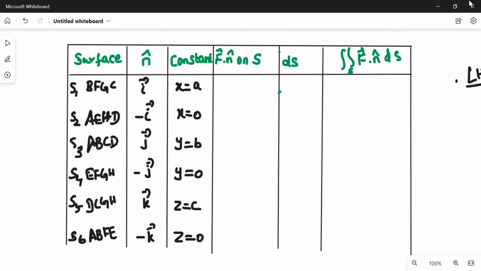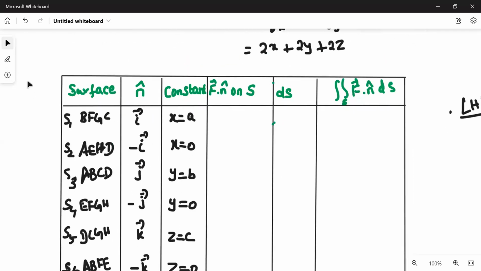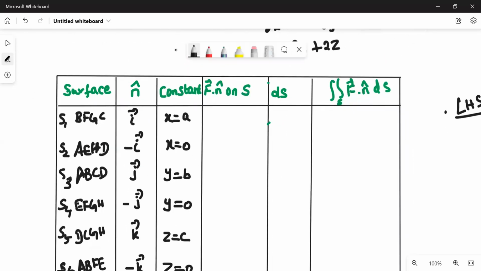Then what is F dot n cap on each surface? On all 6 surfaces we have discussed. What happens to F dot n cap? What is F given in the question? F is given in the question as x square minus yz i plus y square minus zx j plus z square minus xy k.